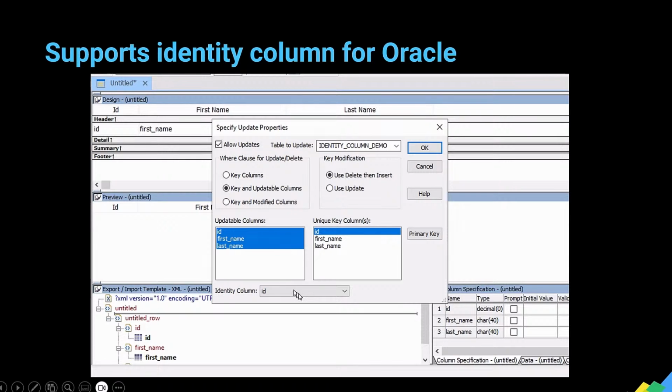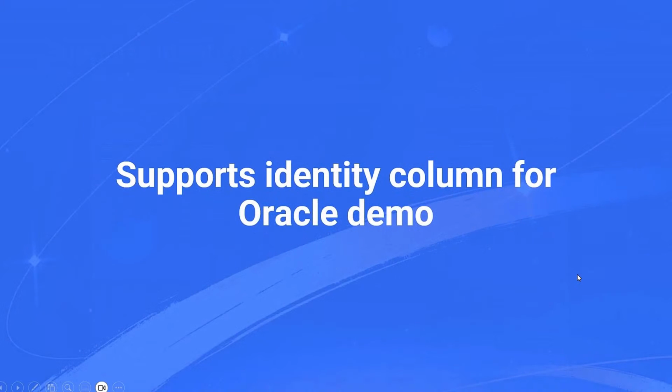PowerBuilder automatically recognized that there was an identity column and added it down here to the identity column field. It automatically marked it as the unique key column, and so it's ready to go. It will allow that column to be null on the insert, and it will retrieve the value from the database after the insert. And I have a demo for this as well.